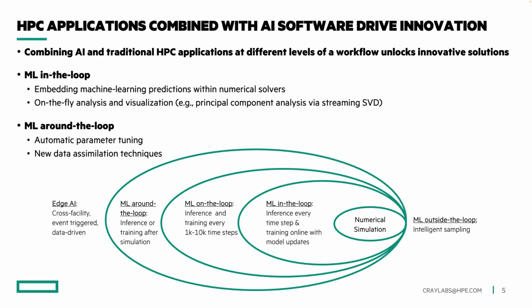Then we have machine learning on the loop. This is where you don't want to apply AI at every step. You want to apply it every 1,000 or 10,000 steps. Maybe you want some short or longer simulations to use them to train a model or to perform inference. But then you have machine learning around the loop. This is the case in which you run the whole simulation, you collect the data, and you use it to train the model or to perform any other type of AI inference.